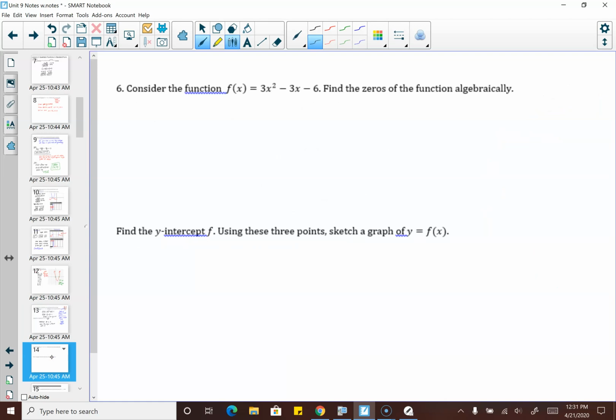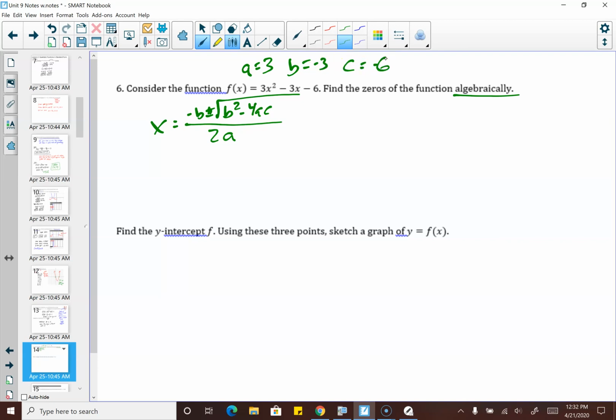Consider the function f of x equals 3x squared minus 3x minus 6. Find the zeros algebraically, which means we have to either factor, use the quadratic formula, or complete the square. What I'm going to do is the quadratic formula because it's been a little while since I have done it. So, negative b plus or minus the square root of b squared minus 4ac, all over 2a. So a is 3, b is -3, c is -6. You also could have taken out the GCF and tried to factor this. I just wanted to change it up a little bit.